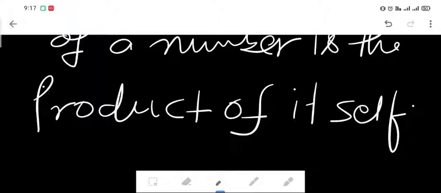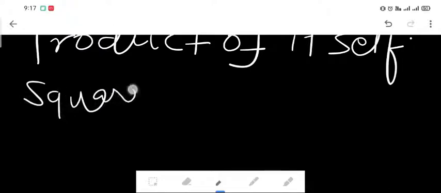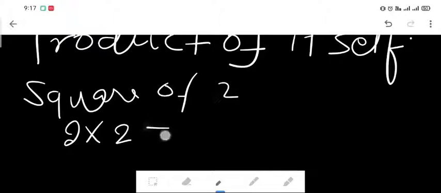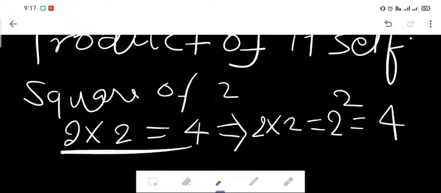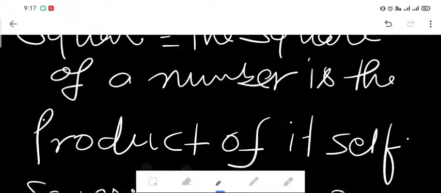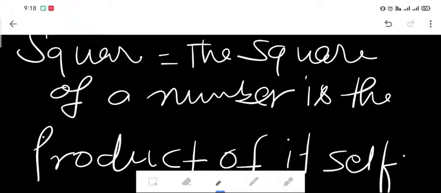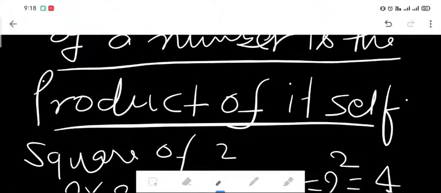For example, the square of 2: we write 2 into 2 is equal to 4. This statement can also be written as 2 into 2 is equal to 2 square, and the value of this is 4. So this is called square. I hope the definition of square is clear to everyone. So what is the definition? The square of a number is the product of itself.